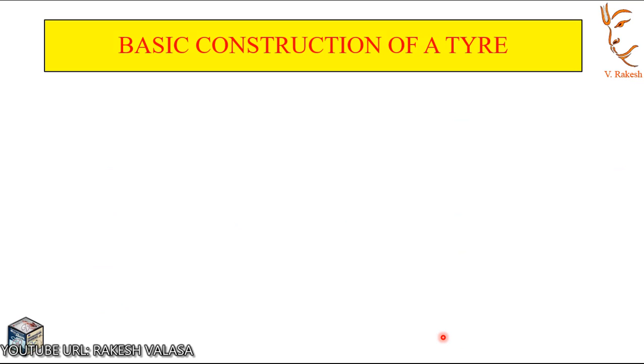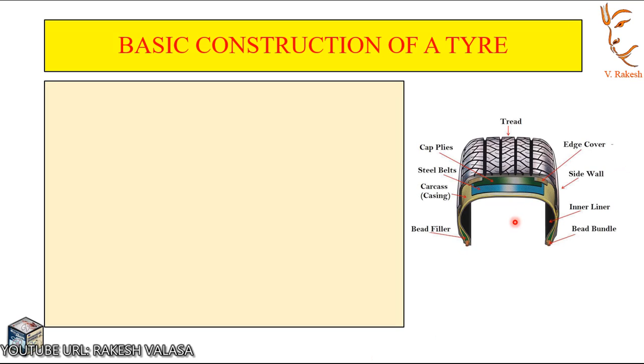Next topic is basic construction of a tire. Let us see what parts are available in the tire. These are the parts shown in this figure. This is the tread area. This is the edge cover or shoulder. This is the sidewall. This is the inner liner. This is the bead bundle. This is the bead filler. This is the steel belts. This green color is the cap plies.